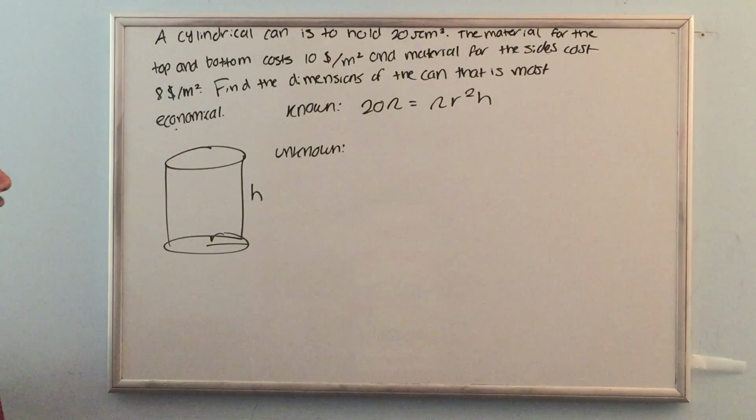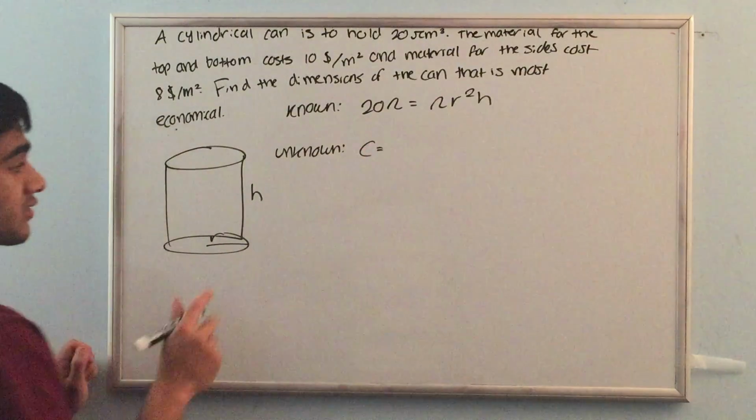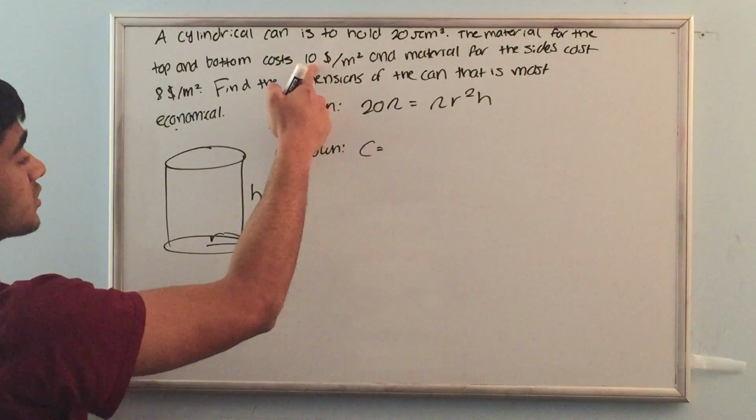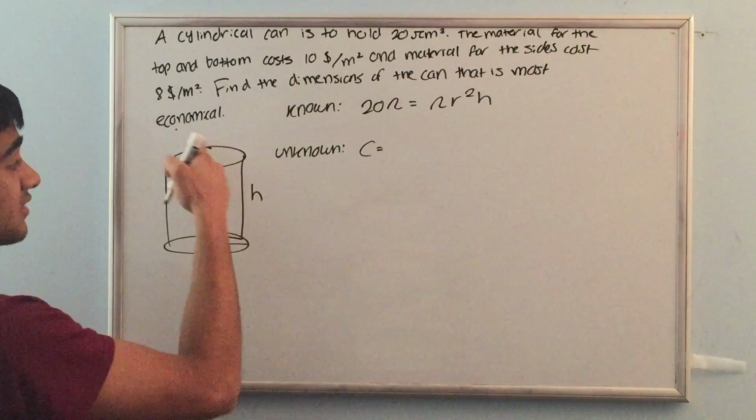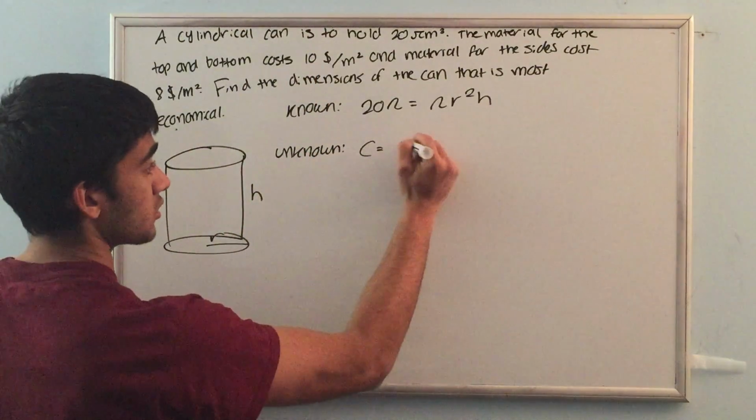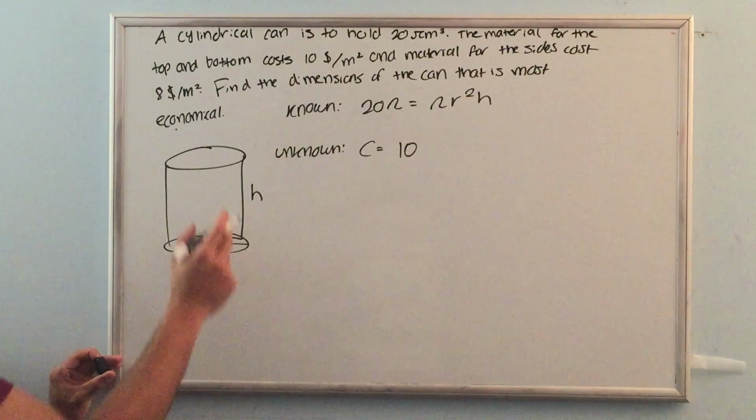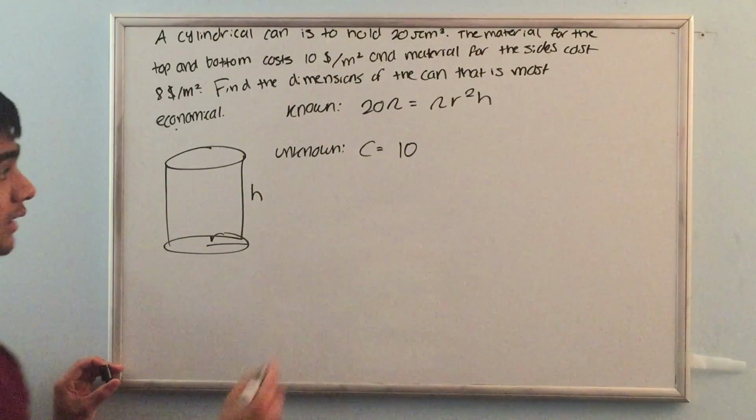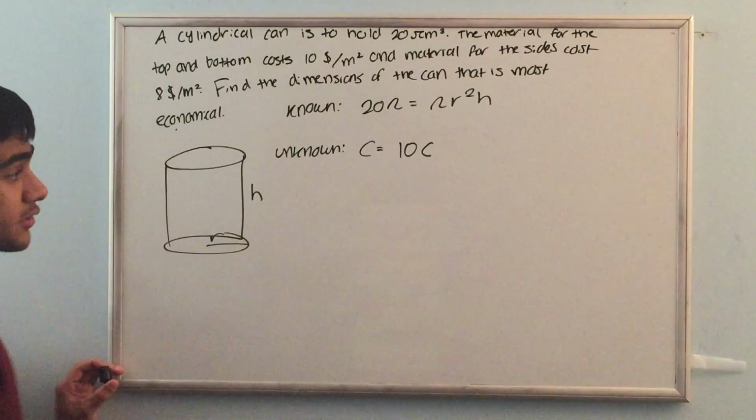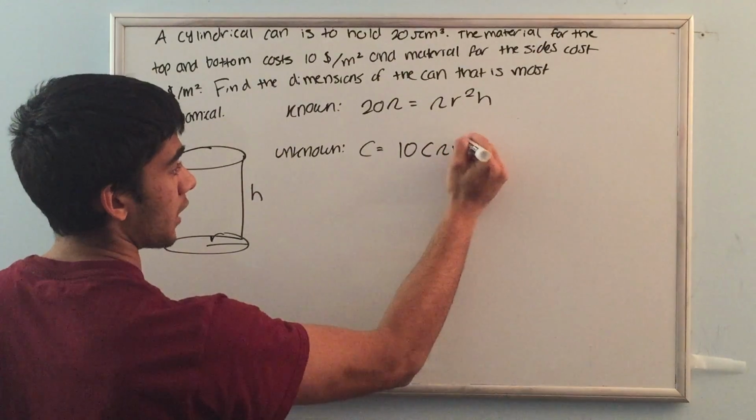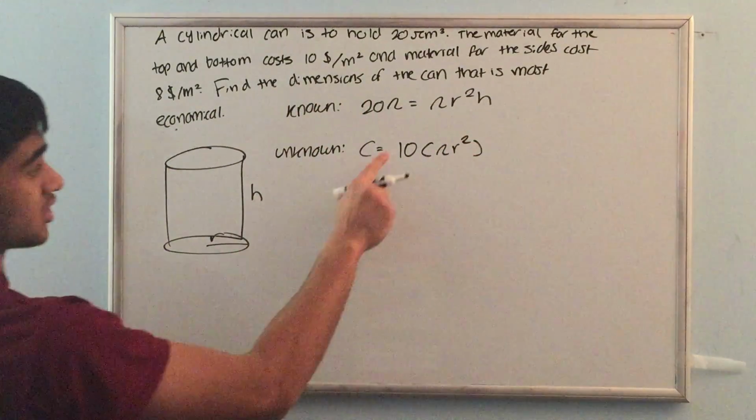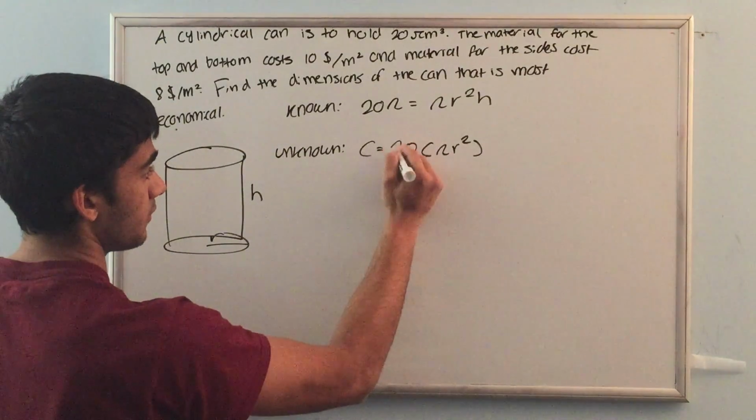So we need to write an equation for the cost. The cost of the cylinder would be each of the prices times the area of the corresponding part, right? So we have $10 for the top, or the circle on top. So it's $10 times the area, because it's per meter squared, so that's the area of the circle on top. The area of the circle is pi r squared, so it's 10 times pi r squared. And we have another one of those, since there is a bottom piece, so we can change this to 20, since we're adding two of them.